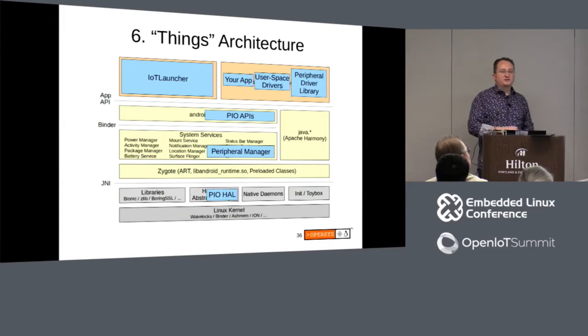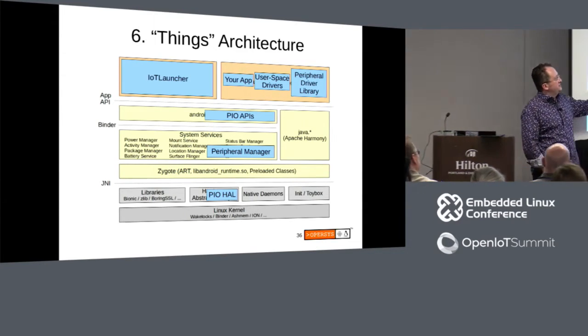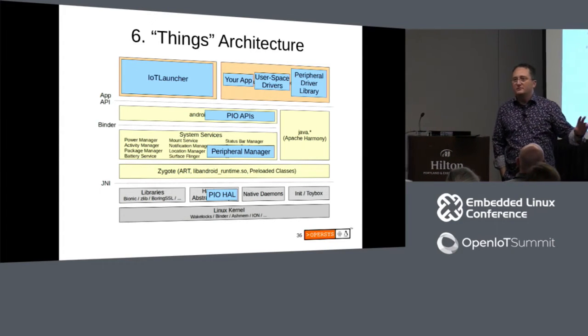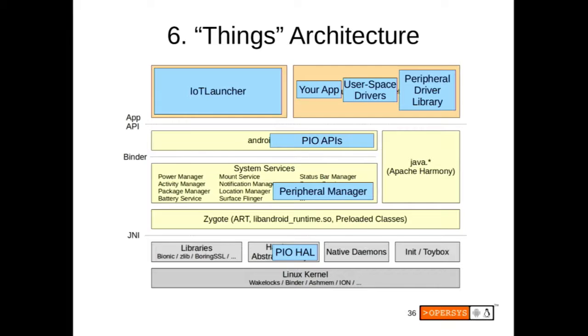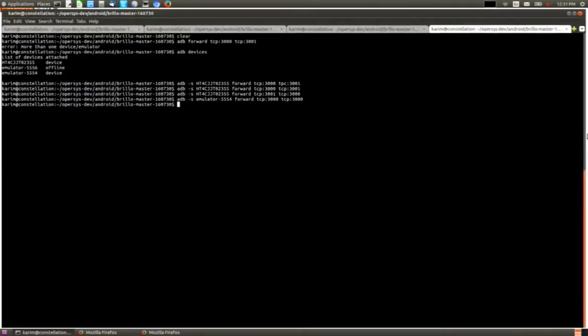Okay, so what does Things bring to the foreground? This is my earlier diagram with the bits and pieces that come from Google for Android Things. I'm going to slow down here just a bit to walk you through some of this stuff. The peripheral I/O HAL. Whenever Google adds support for a new kind of hardware, they add a definition for the HAL.